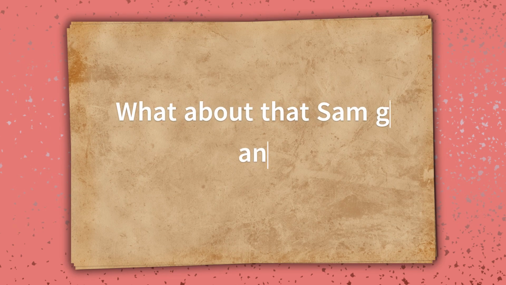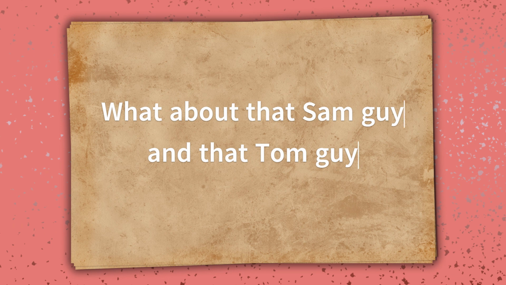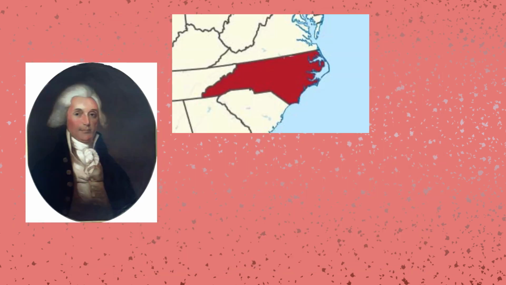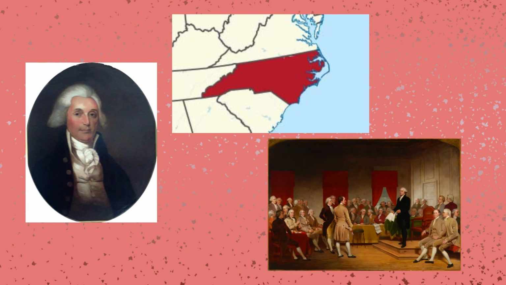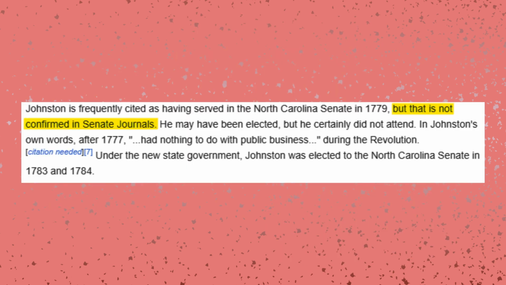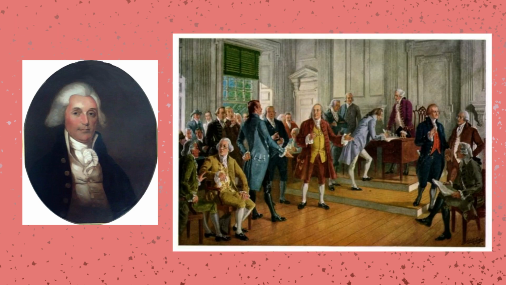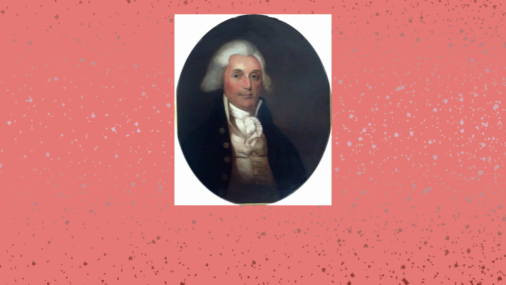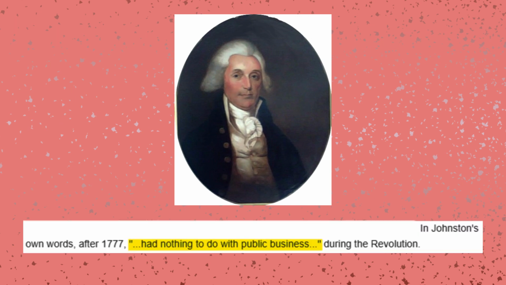Now, you may be asking, what about that Sam guy and that Tom guy? Samuel Johnston had begun serving in the North Carolina Senate in 1779. However, this piece of information is often cited frequently, yet isn't proven in the Senate journals. Assuming this is correct, if he was elected, he certainly did not go out of his way to attend these meetings they held. In Johnston's own words, after 77, he had nothing to do with public business during the Revolution.